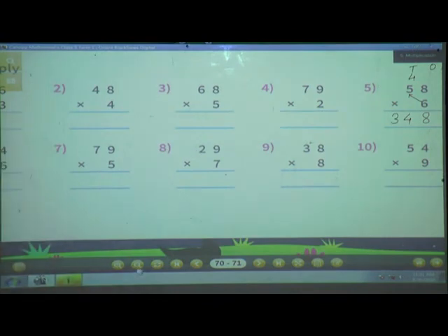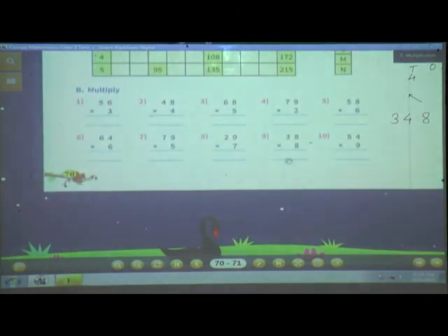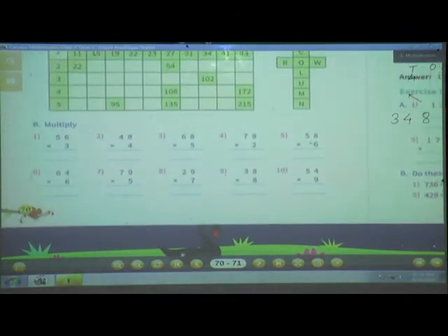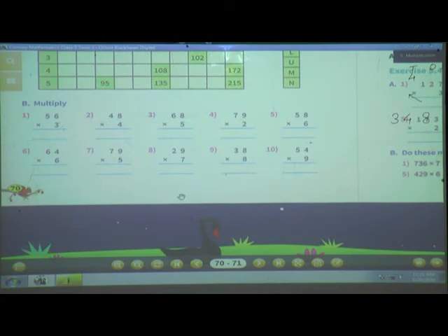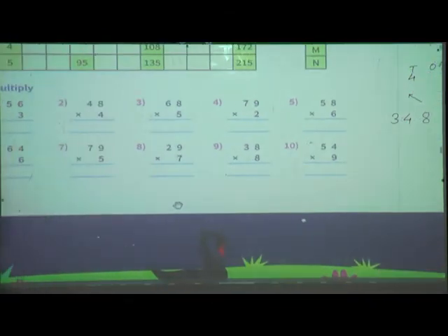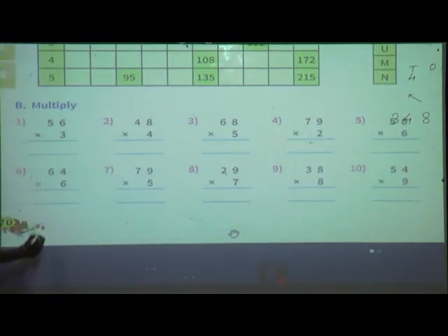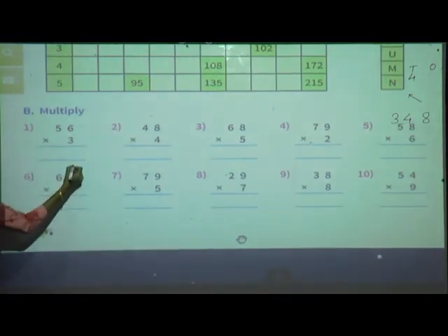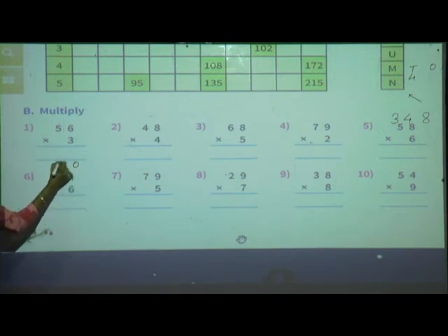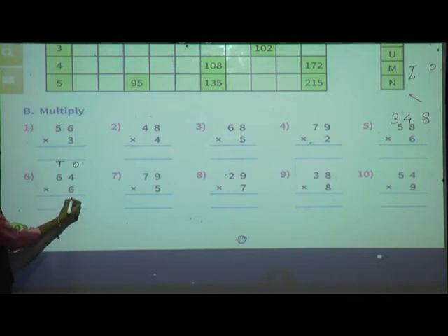Then see the sixth one. 46 into 6. Write their places. This is ones and this is tens. 6 into 4 ones. 6 4s are, say the table, 6 4s are 24. So 24 ones means 2 tens and 4 ones.